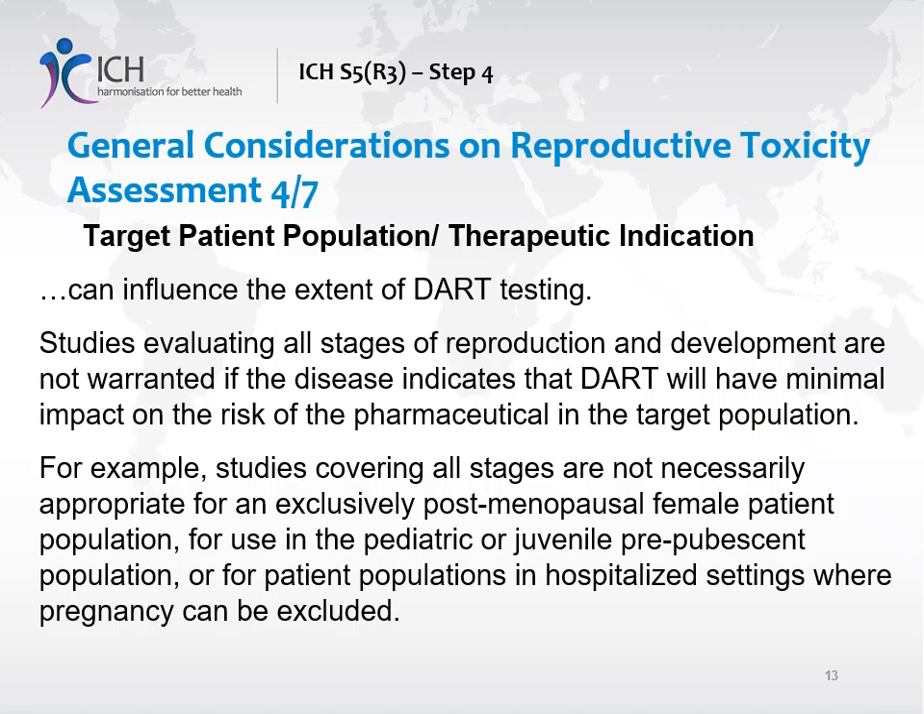The target patient population and therapeutic indication can influence the extent of DART testing. Studies evaluating all stages of reproduction and development are not warranted if the disease indicates that developmental and reproductive toxicity will have minimal impact on the risk of the pharmaceutical in the target population. For example, studies covering all stages are not necessarily appropriate for an exclusively postmenopausal female patient population, for use in the pediatric or juvenile prepubescent population, or for patient populations in hospitalized settings where pregnancy can be excluded.